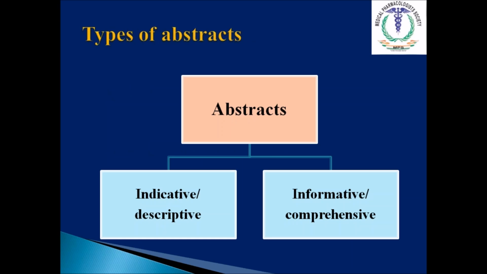Next. So basically abstracts are of two types. One is called the indicative abstract, also called the descriptive abstract. And second is called the informative abstract or comprehensive abstract. So I will take you through the meaning of the indicative abstract and the informative abstract. So can we have the next slide?